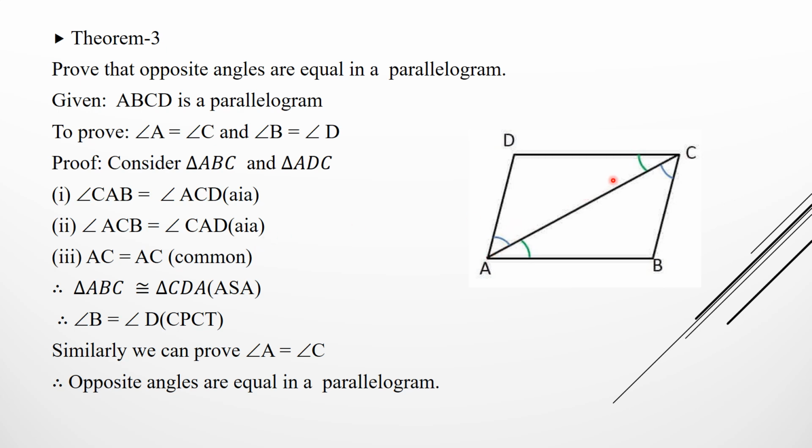We have AC is equal to AC, which is a common side, and therefore we can write triangle ABC is congruent to triangle CDA, using the condition ASA congruence. Therefore we can write angle B is equal to angle D, using CPCT. If we take the diagonal BD, we will be having the triangles ABD and BCD. We can prove angle A is equal to angle C. Therefore we can write opposite angles are equal in a parallelogram.